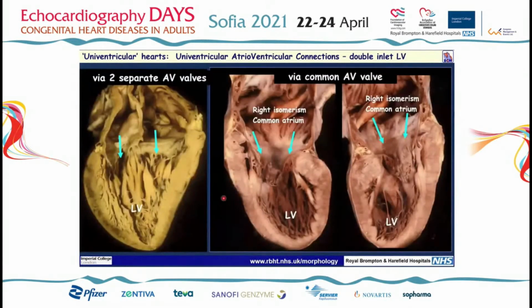In terms of the valve guarding that atrioventricular junction, we see two separate atrioventricular valves, as we saw in that heart just now. Or you may have a common atrioventricular valve draining both atrial chambers, in this case a heart with right isomerism of the atrial appendages. A morphological left ventricle with fine apical trabeculations.